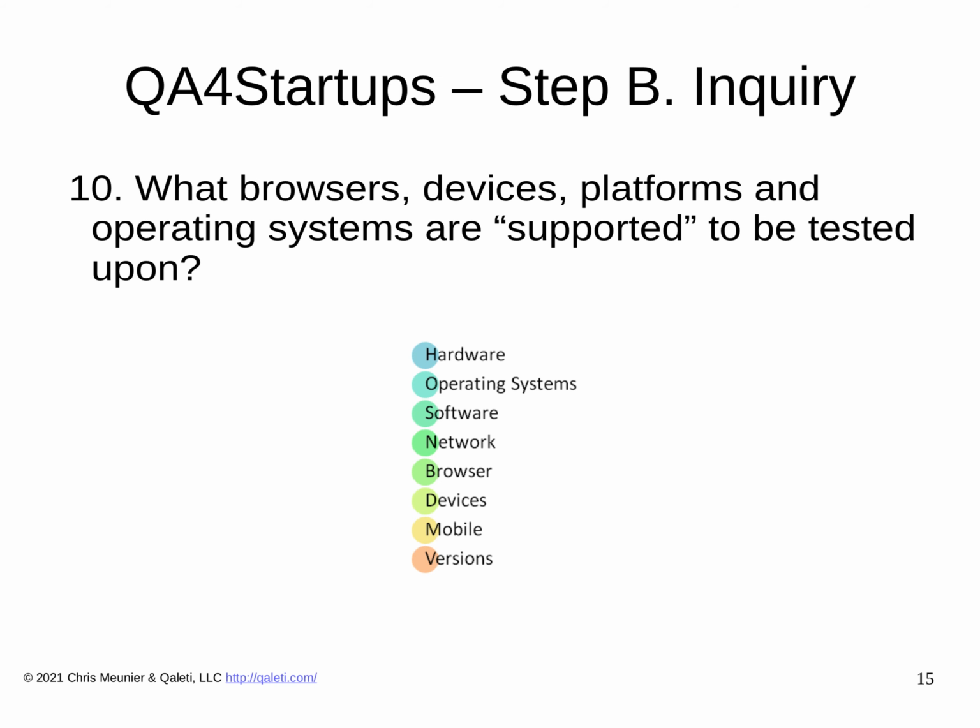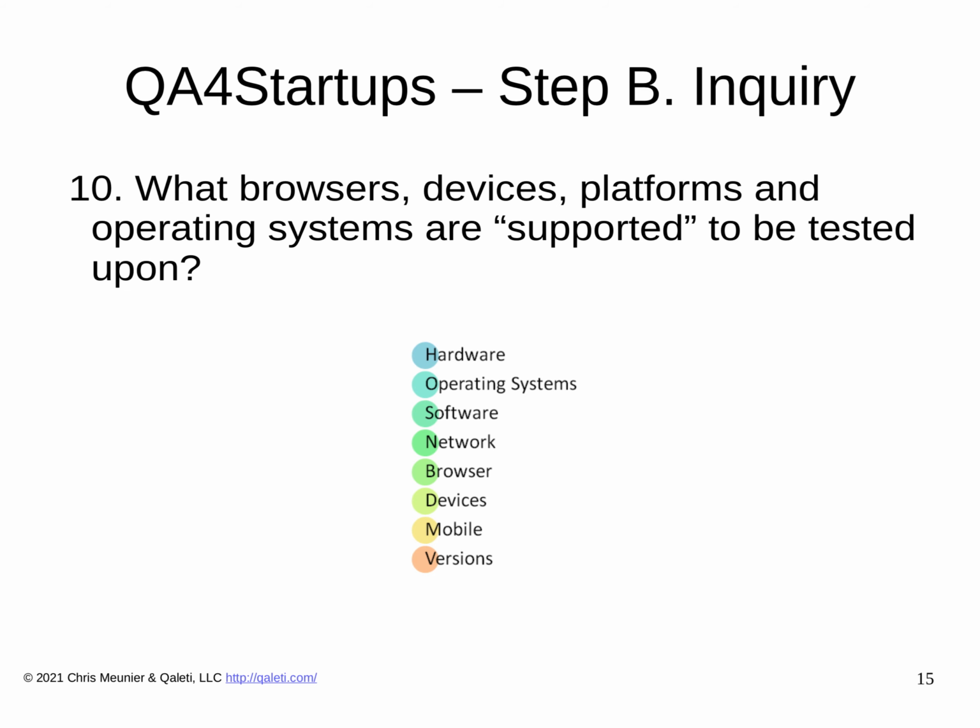The 10th and last question to start off with is number 10: what browsers, devices, platforms, and operating systems are supported to be tested upon? This is a vital question for QA testing to be aware of the supported client software configurations to be tested with the software product. This question aims to establish a list of supported client software configurations and additionally a list of non-supported client software configurations as a foundation for the QA testing work to be performed.